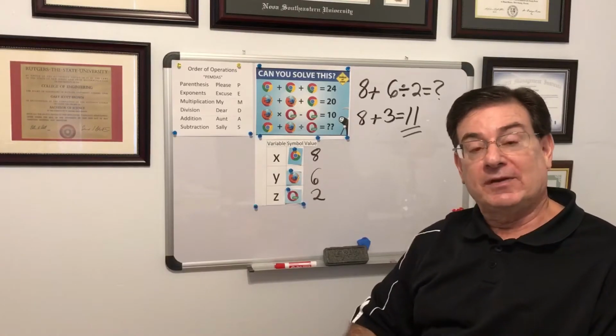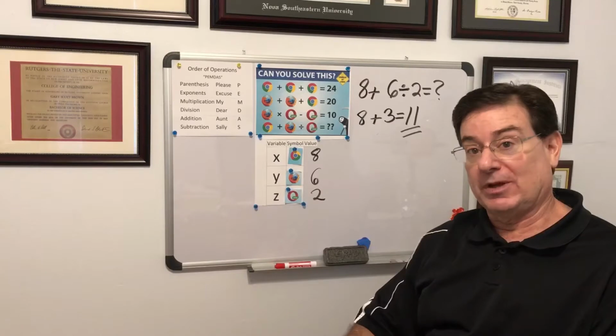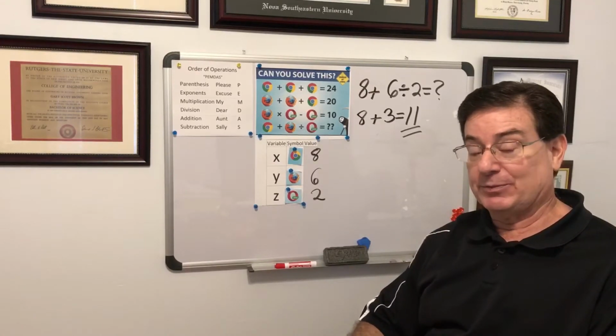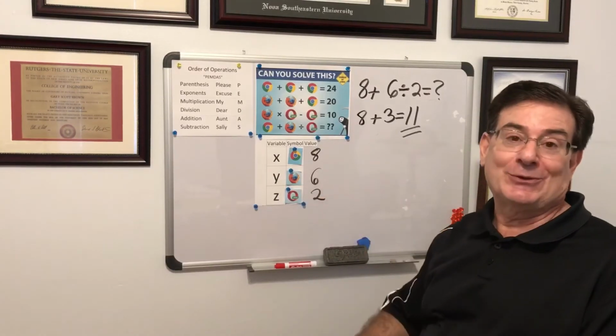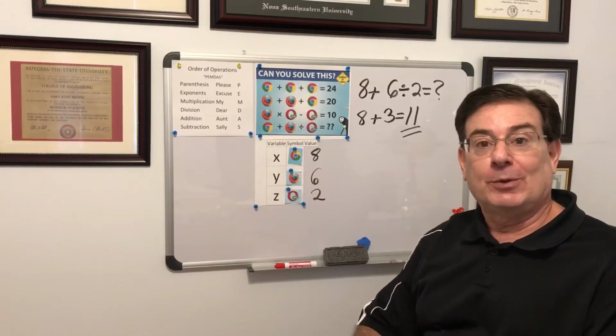And as we did this, we applied PEMDAS, please excuse my dear Aunt Sally. So we applied the order of operations properly. We've done our math steps properly, and we came up with the values, and then we came up with the solution. So I hope that you found that to be fun and certainly doable.